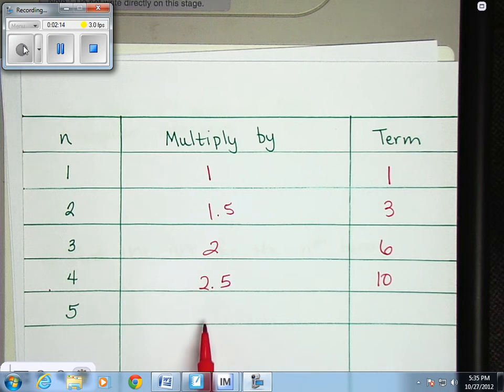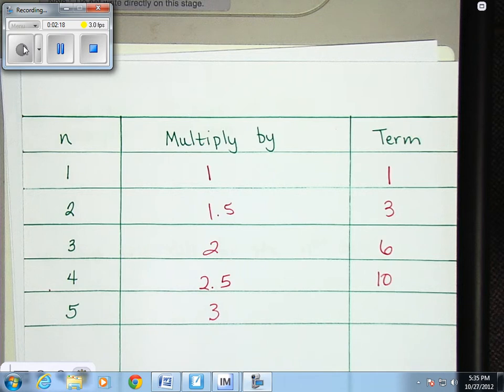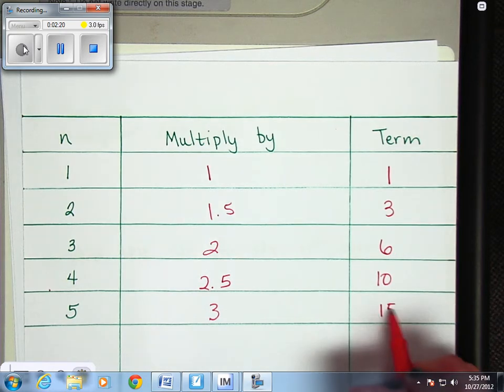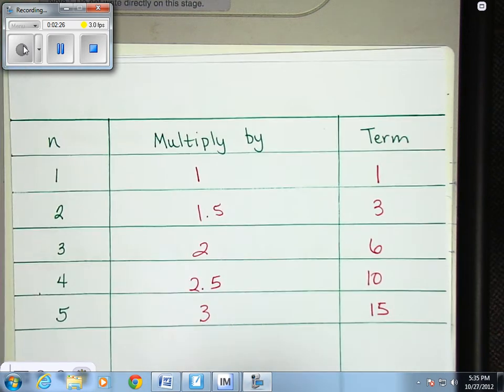So what is this number right here? 3. So what is our fifth term? 15. Alright, so we've come up with a pattern. We know that it goes up by 0.5 each time. So let's break it down a little bit so we can come up with a better rule for what you're multiplying n by.